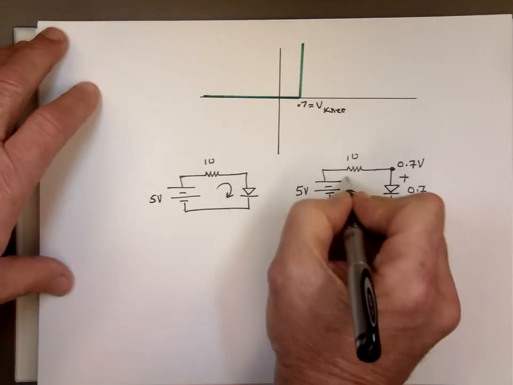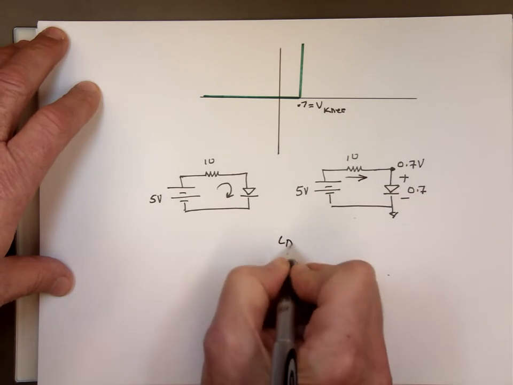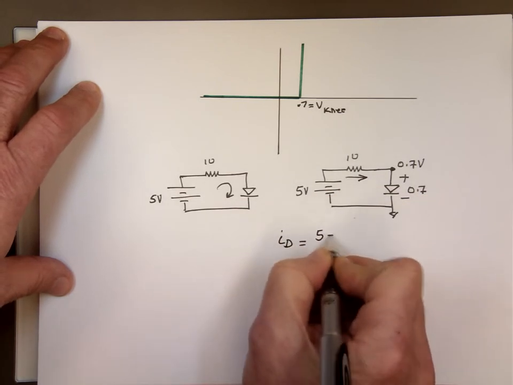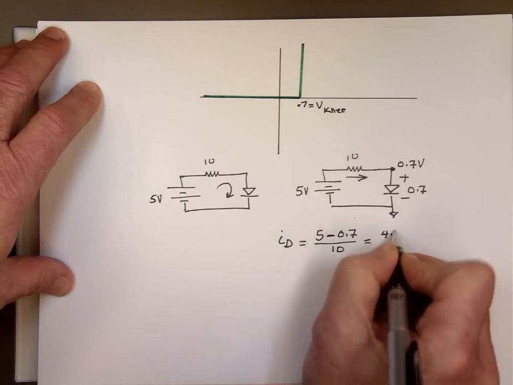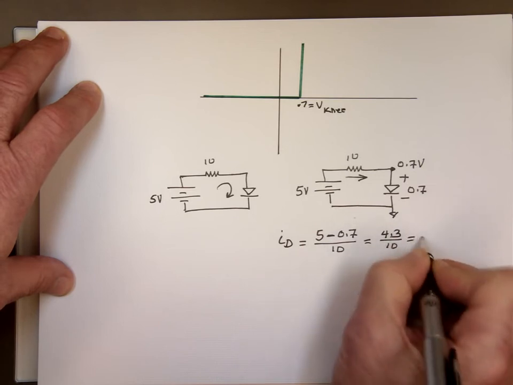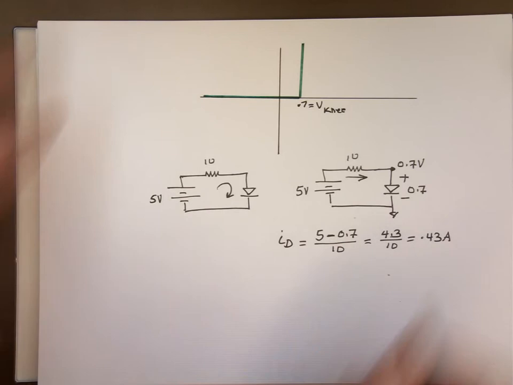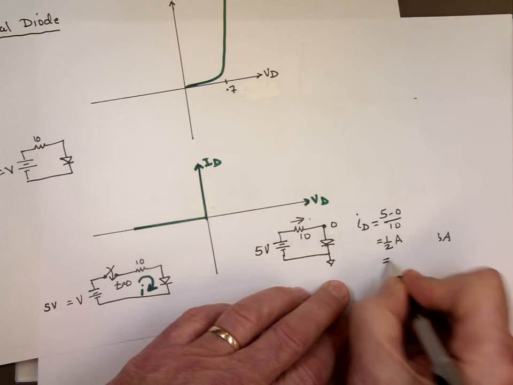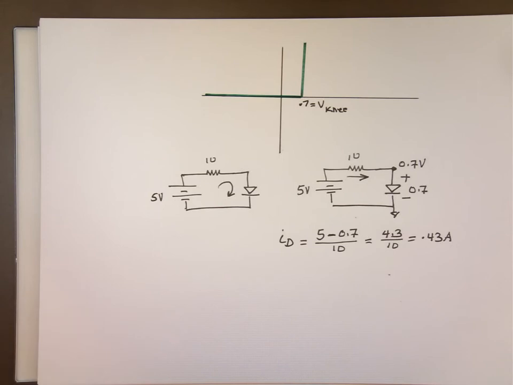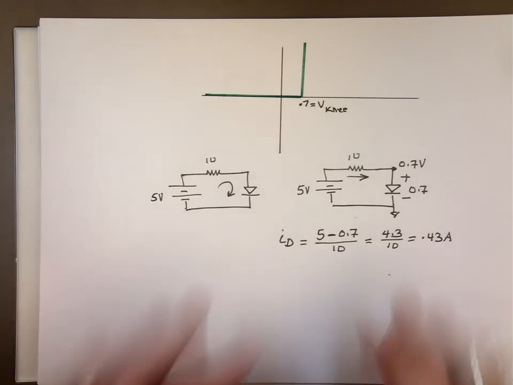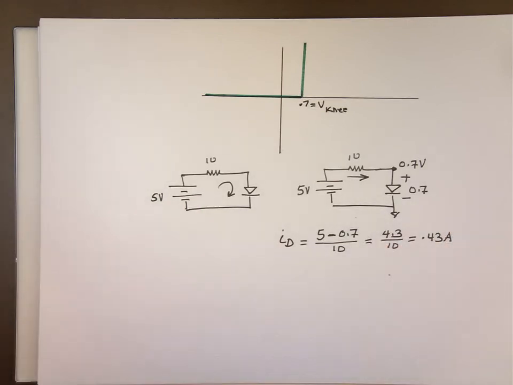So what is the current going through it here? What's that I through the diode? It's a little bit less. 5 minus 0.7 divided by 10, and that's 4.3 divided by 10, which is 0.43 amps. Notice in the first approximation that current was 0.5, half an amp. In the second approximation, that current is actually 0.43 amps. It's still not perfect, but it's a good approximation. We use that a lot, actually.